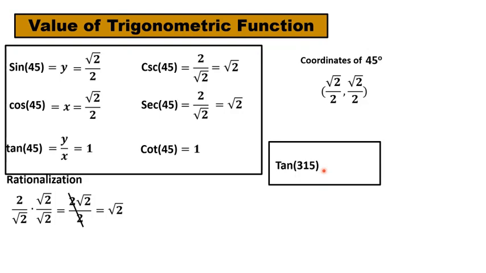Ngayon, ayan ay positive, negative. So, ang x ay positive, ang y ay negative. So, kung i-divide natin, ang y ay negative, ang x ay positive, tama? So, negative divided by positive. So, the answer is negative. So, therefore, ang tangent 315 ay negative 1.